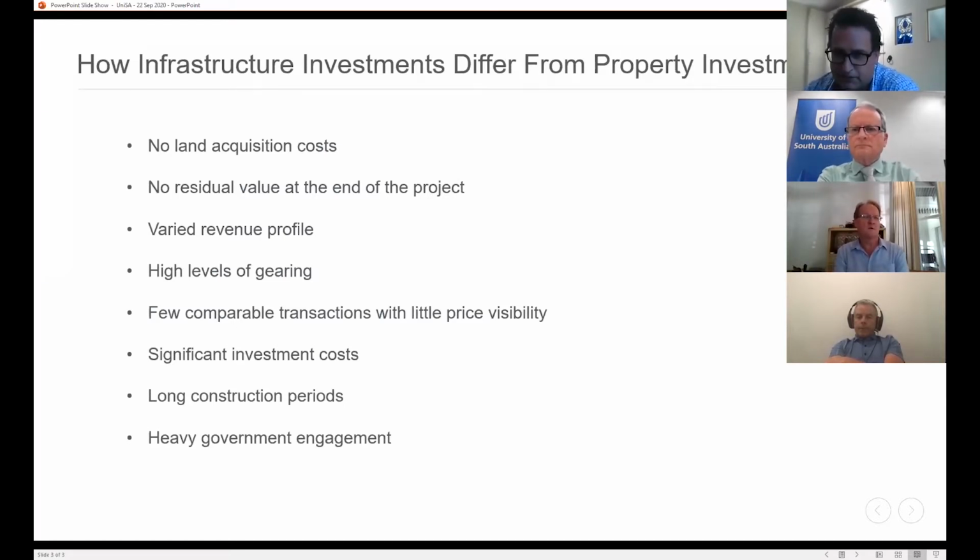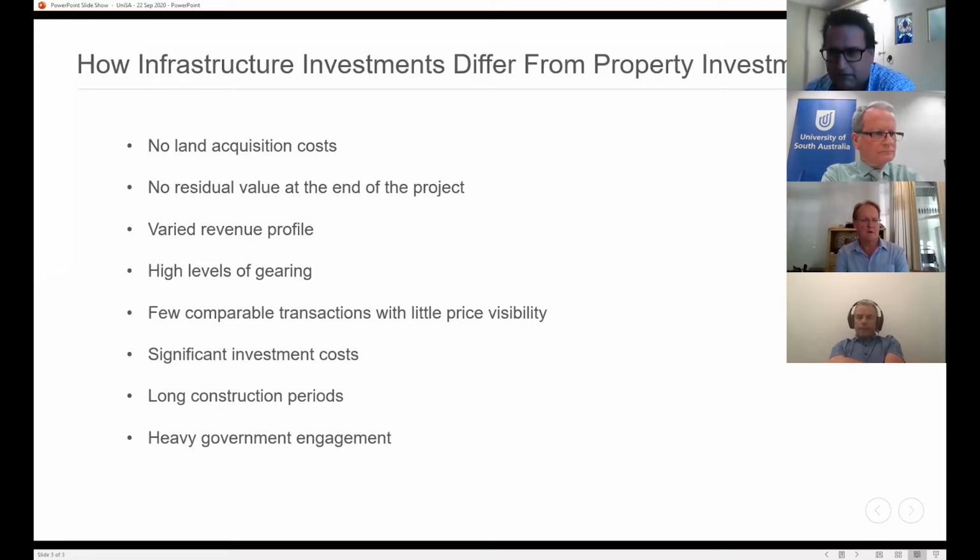I know you're all going through your property degrees at the moment, and perhaps a few of you are wondering where the obvious differences are between a property investor and an infrastructure investor. David, some of these will be familiar to you from data centres, but perhaps just walking through some of them.